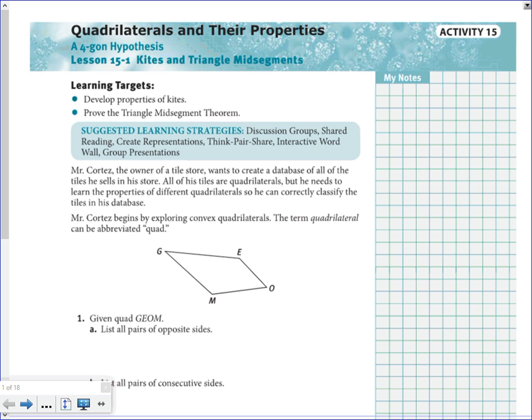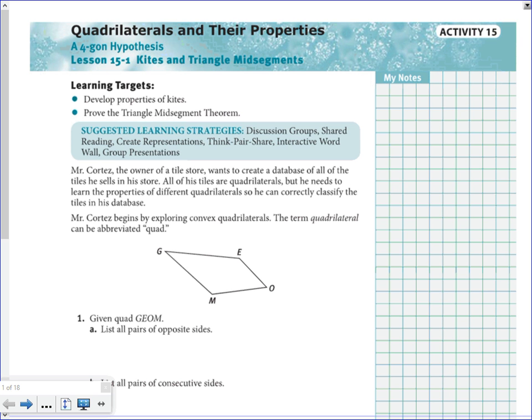So we start off with Mr. Cortez, the owner of a tile store. He wants to create a database of all of the tiles that he sells in his store. All of his tiles are quadrilaterals, but he needs to learn the properties of different quadrilaterals so that he can correctly classify the tiles in his database. He begins by exploring convex quadrilaterals. And they tell you the term quadrilateral can be abbreviated as quad.